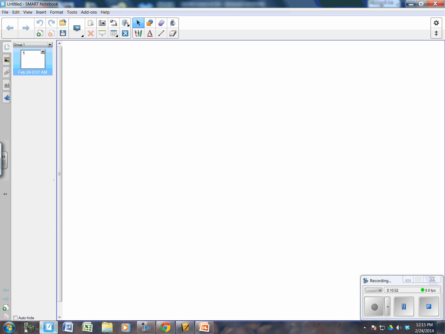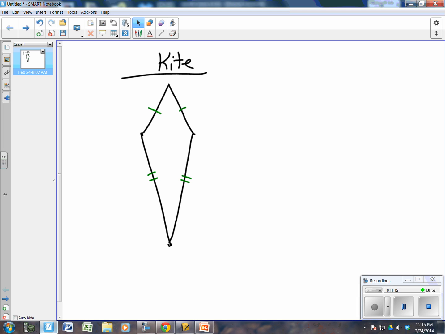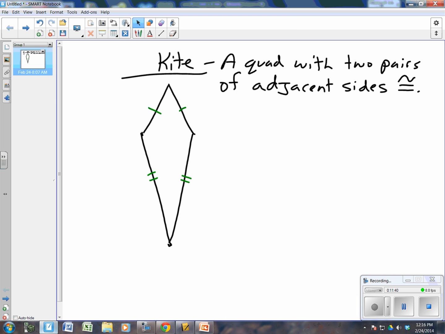Okay. I want to show you guys, first of all, a kite. So write this one down as well. This is another quadrilateral. A kite, by definition, is a quadrilateral with two pairs of adjacent sides that are congruent. Two pairs, so it's a quadrilateral with two pairs of adjacent sides congruent. I like using symbols when you can, okay?